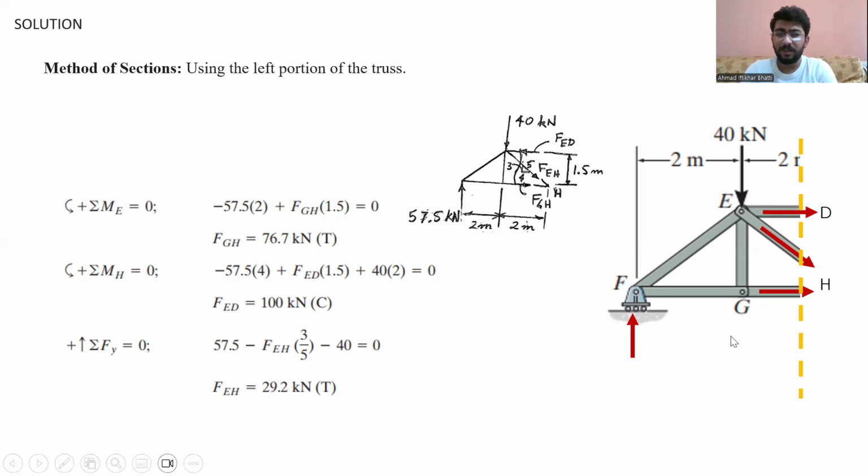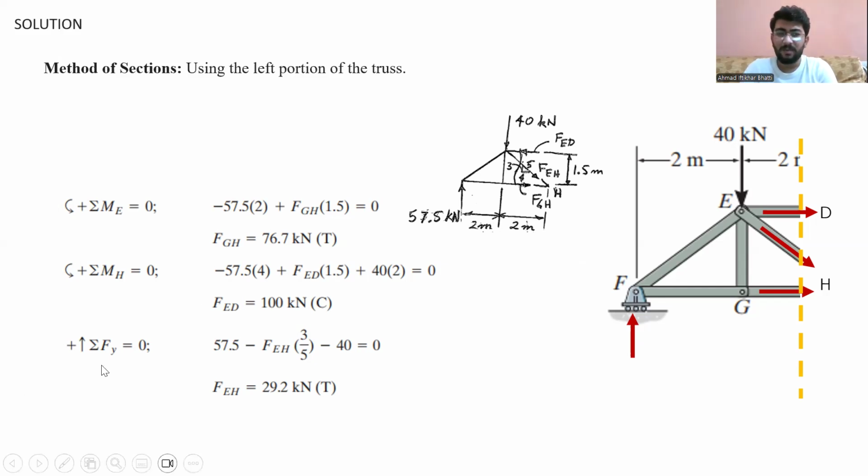And we can also apply moment at point H. So we get the 57.5 kilonewton force again with a perpendicular distance of 4 meters, and this force is also moving in clockwise direction. And we also have the force in the member ED with a 1.5 meter perpendicular distance and the 40 kilonewton force with a perpendicular distance of 2 meters. So the force in member ED is about 100 kilonewton, and this force produces compression.